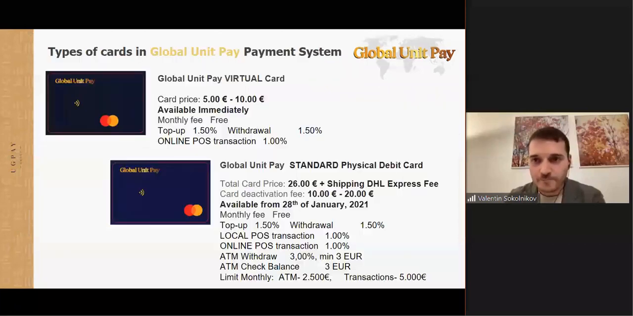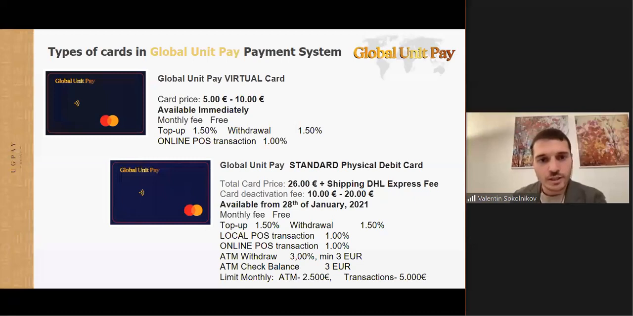Let's move on to the next slide, the slide with our bank cards. At the moment, in the back office, you can see two types of cards, a virtual card and a physical card. So don't hurry to order the physical card, because we're receiving the approval from MasterCard on the design. And as soon as the approval is given, you will be able to order the bank card with our logo on it. If you order it right now, you'll just get a physical card, nothing peculiar about it.